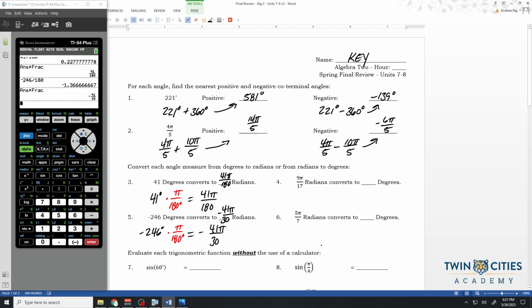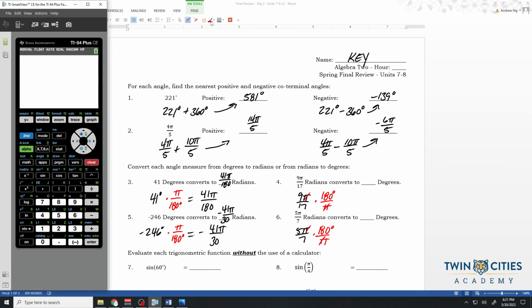Now to go from radians to degrees, again, start with what you have. So 9 pi over 17 and 5 pi over 7. But this time, I'm going to go the other way. Instead of multiplying by pi over 180, I'm going to multiply by 180 degrees over pi. We'll see here that the pi's divide out, and what I'm left with is 9 times 180 divided by 17.